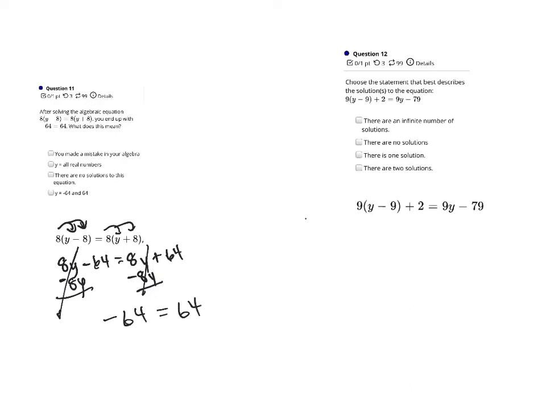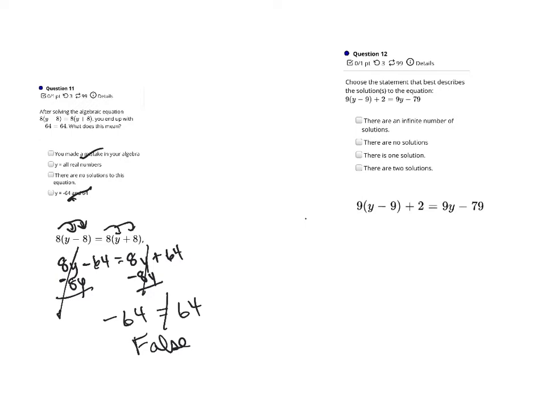Now, is that a true statement? No, that's a false statement. And there's no y, so we didn't make a mistake. And it can't be y equals negative 64 and 64 because the y's gone. So there's no y to equal. So it's either all real numbers or no solutions.